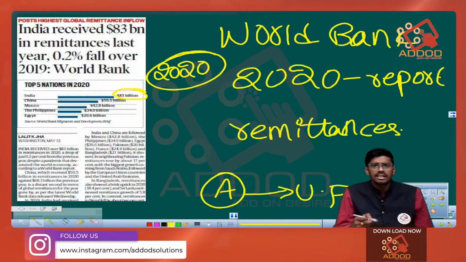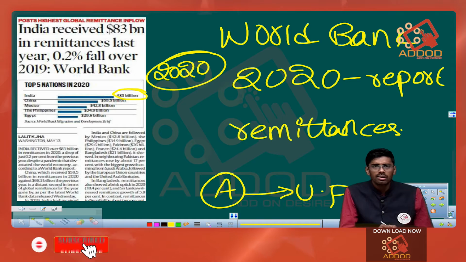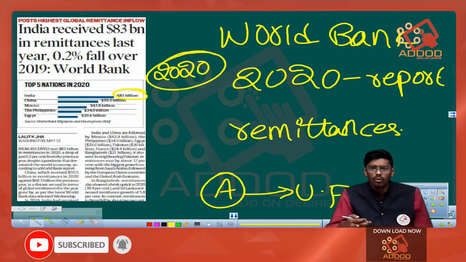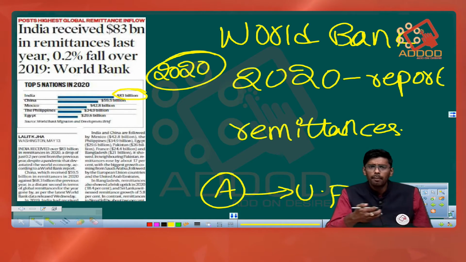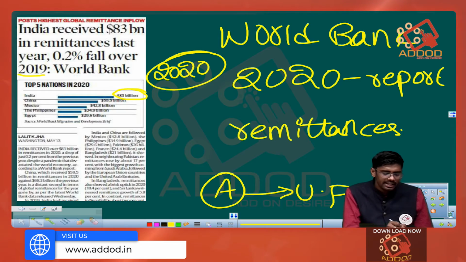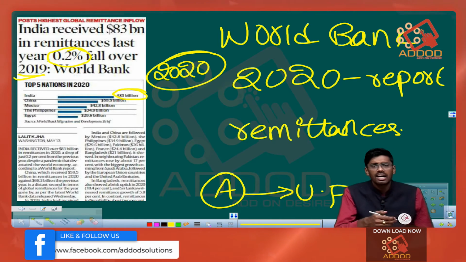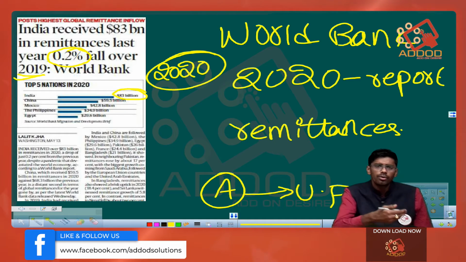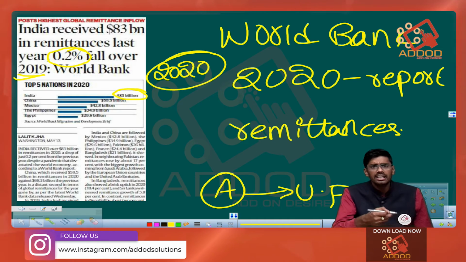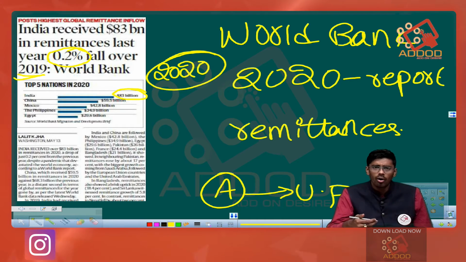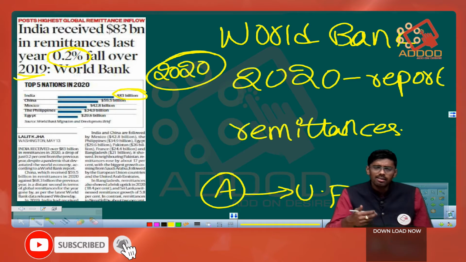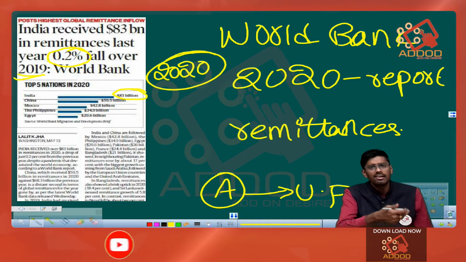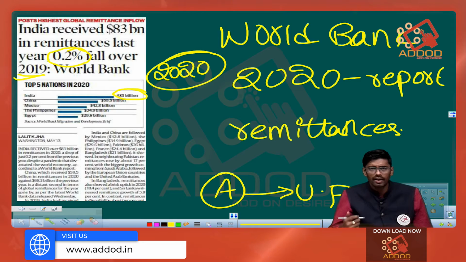The World Bank is stating that the $83 billion is less than the amount Indians sent back to their homes in 2019. So it is stated that it has reduced by 2% when we compare to 2019. So in 2019, more than $83 billion was sent by people who are of Indian origin and who are Indians but worked abroad and sent money back to their families.